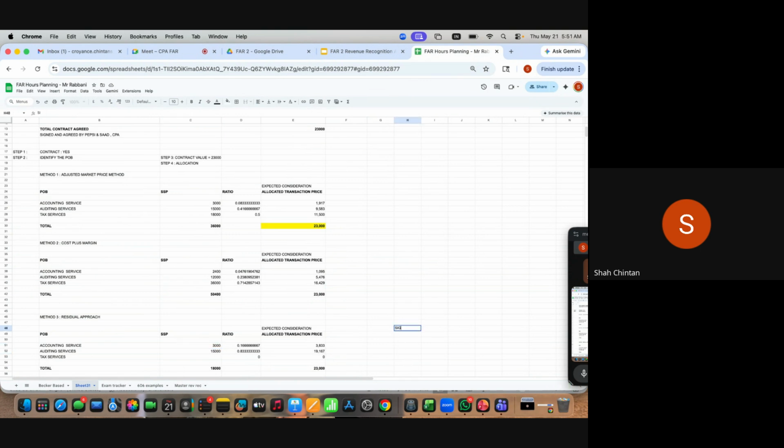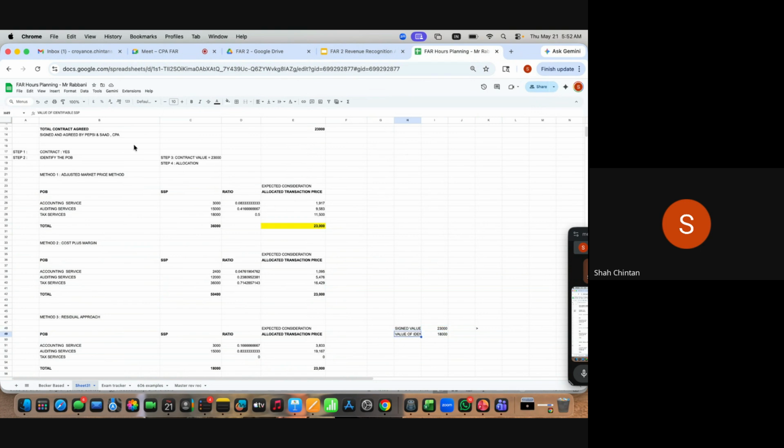So here, what is the signed value? Signed value is $23,000. What is the value of identifiable SSP? The identifiable SSP is $18,000. So is the signed value more than the value of identifiable SSP? Yes. So now the balancing figure can be attributed. So the signed value of the contract is $23,000.